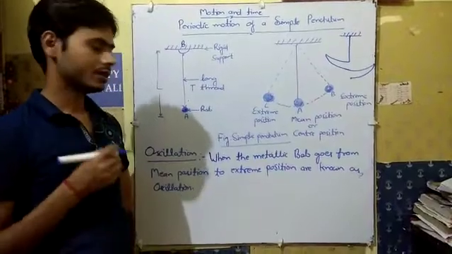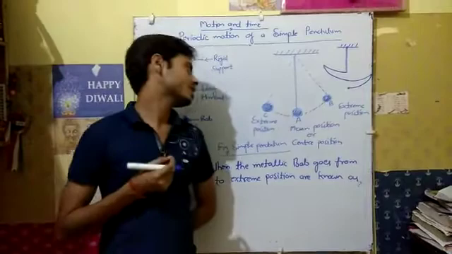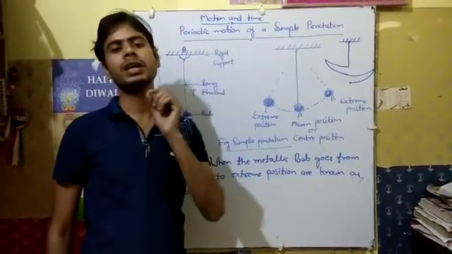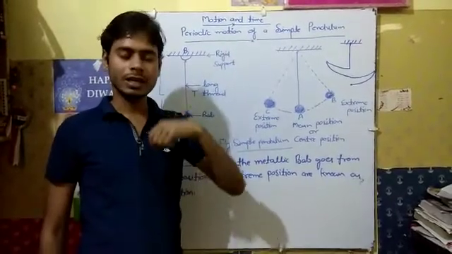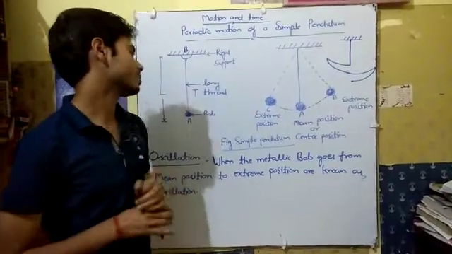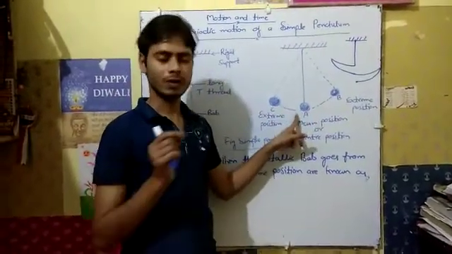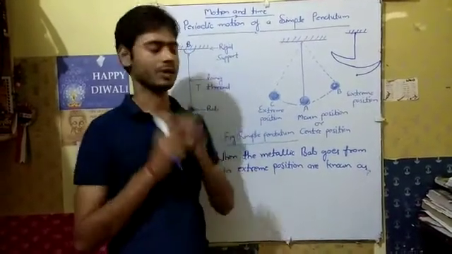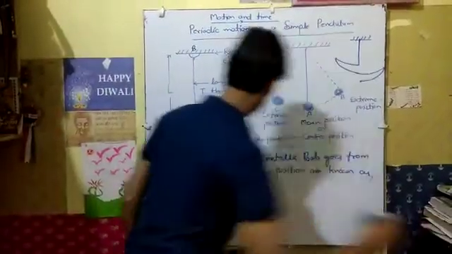And after that we understand what is the time period. What is the time period? The time taken to complete one oscillation is known as the time period. What is the time period? The time taken by a metallic bob to complete one oscillation is known as the time period. So we write here the definition of the time period.